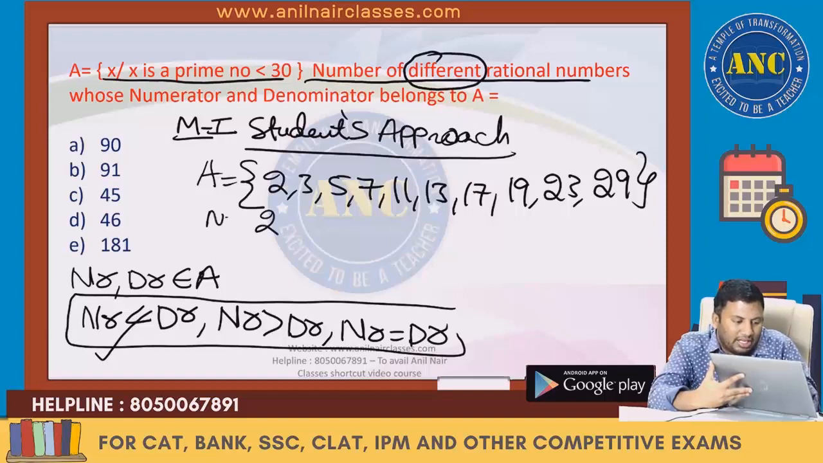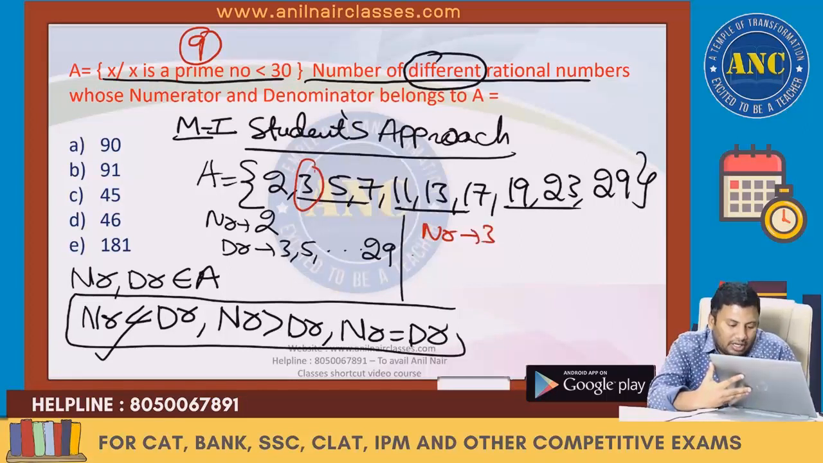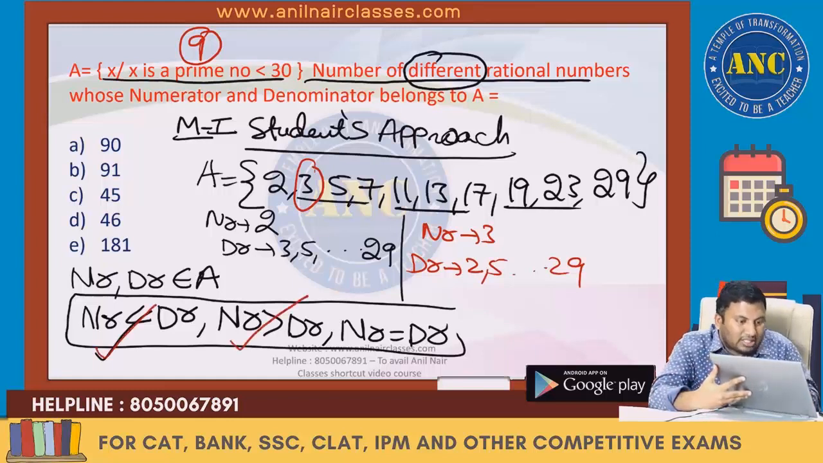If numerator is 2, denominator will become 3, 5, 7 and so on up to 29. 9 cases I will get. Now see here, sir, 9 cases I got, 2 by 3 I got. Suppose I take numerator 3, and denominator 2, 5, 7 till 29. After 2 by 3, next is 3 by 2. This case we got, this case we got.